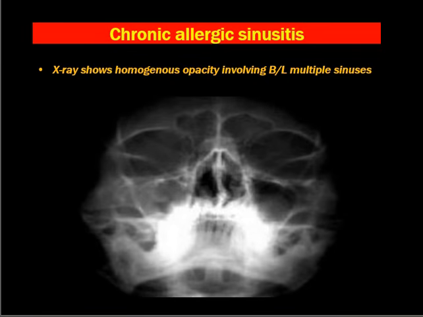In chronic sinusitis, the X-ray shows homogeneous opacity involving bilateral or multiple sinuses. So this is chronic sinusitis and the patient is having DNS here. Probably the patient is also having some form of atrophic rhinitis here.